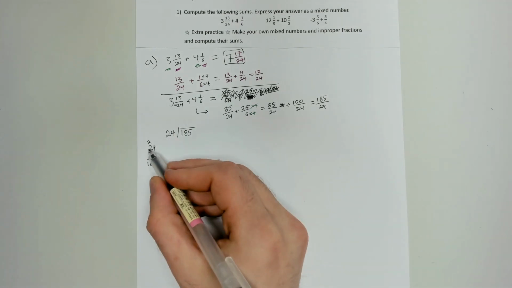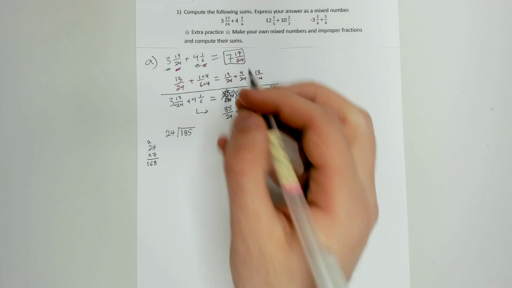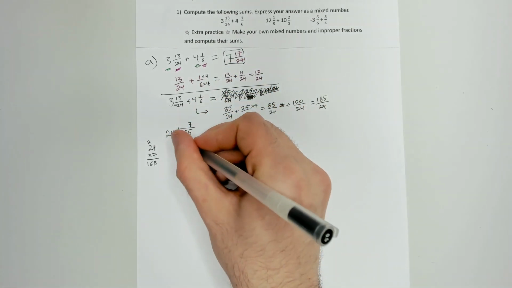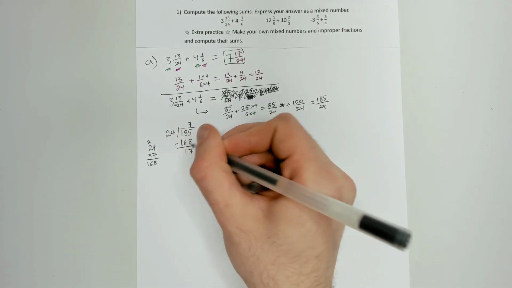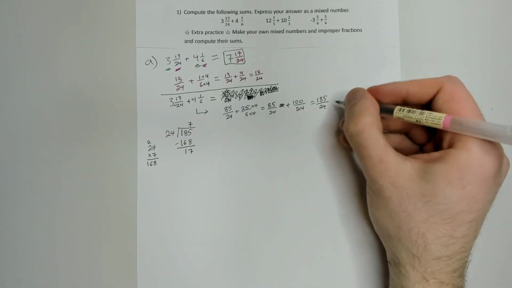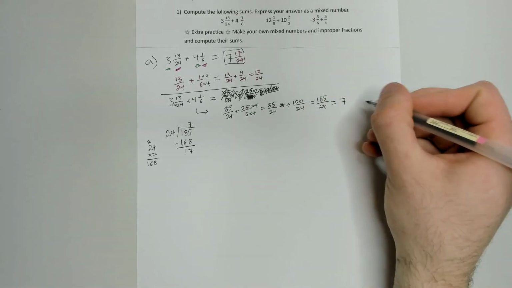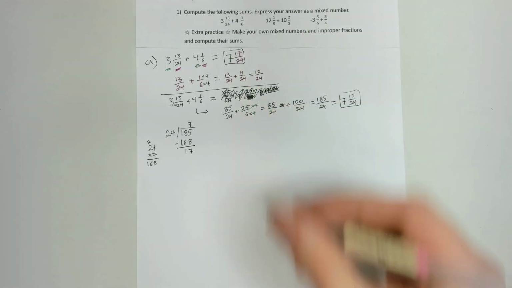If I try to add another 24 in there, I'm going to be at 192, so that's a bit too big. So we can only go in 7 times, and that'll be 168. Then we'll subtract that off, which will be 17, and we're already done, right? So we get that 185 over 24 is 7, and then our remainder is 17 over 24. And we get the same thing we had up here, right?